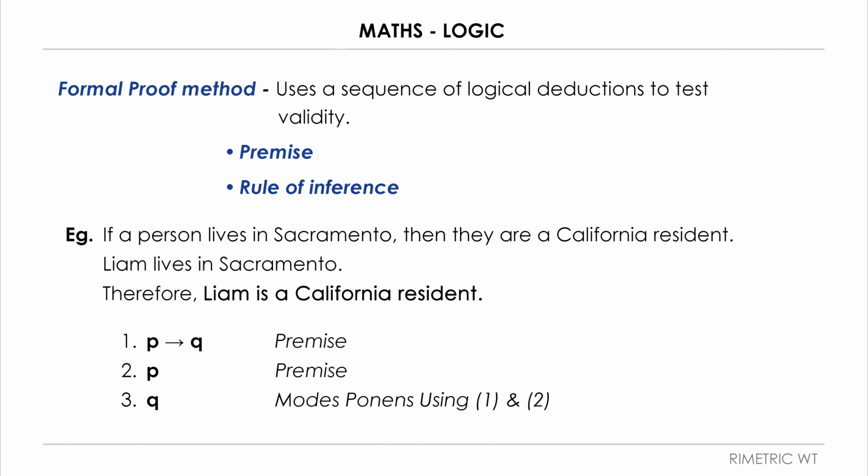First, we write the statement, then to the right we write either premise or the rule of inference we use to justify our finding. As shown here, we arrive at our conclusion using one of the rules of inference. As a result, we can say the argument is valid.